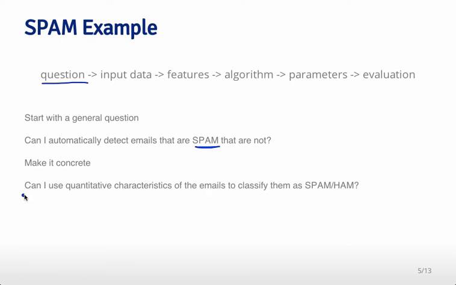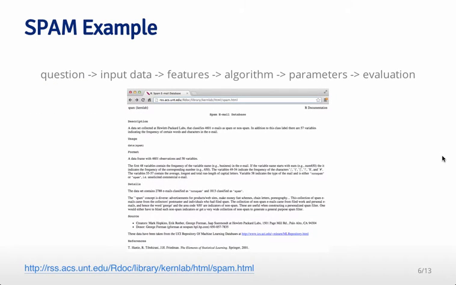And so the question might be, can I use quantitative characteristics of those emails to classify them as spam, or what we're going to call ham, which is the email that people would like to receive? So once you have your question, then you need to find input data. In this case, there's actually a bunch of data that's available and already pre-processed for us in R. It's in the kernlab package, K-E-R-N-L-A-B, and it's the spam data set.